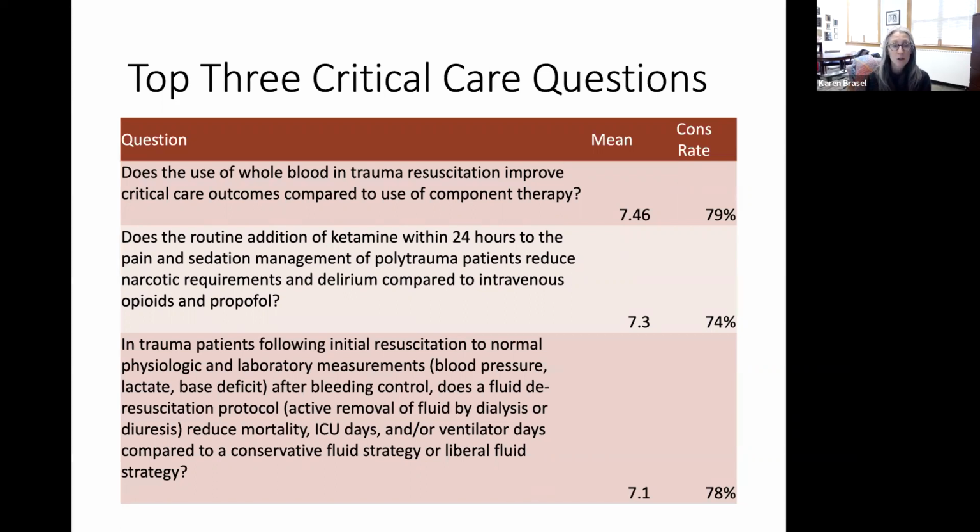And then the third question: in trauma patients after initial resuscitation and after bleeding control, does a fluid de-resuscitation protocol, active rather than passive, improve outcomes, specifically mortality, ICU days, or ventilator days, compared to no de-resuscitation? And again, fairly high, both in terms of mean score and consensus rate.